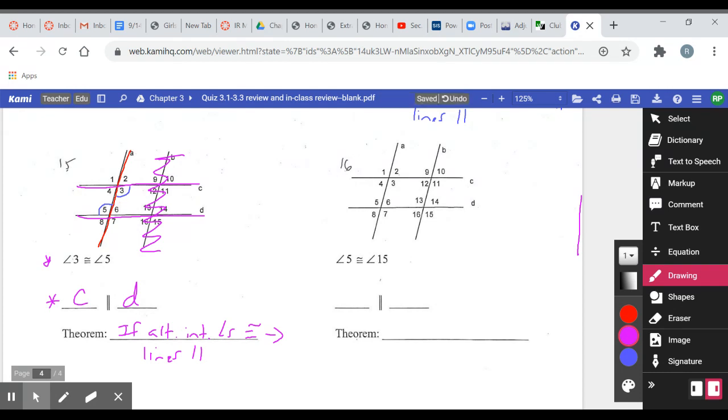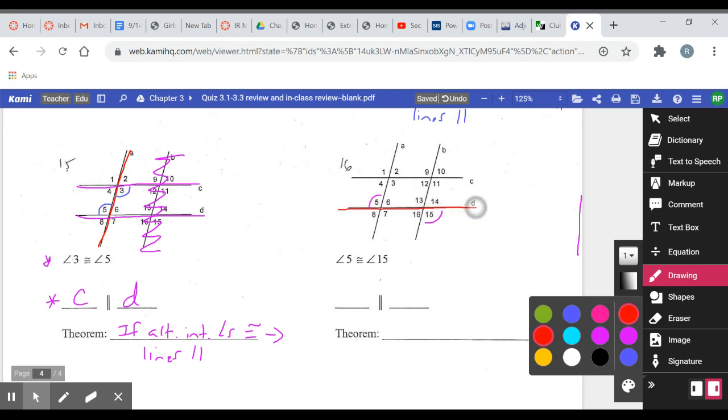Okay, and then last one is 5 is congruent to 15. So again, find your transversal. Here's my transversal. Here's my two parallel lines. Okay. And so I'm going to block out this part of the picture so it doesn't confuse me. And if I look at those two angles, I can see those are alternate exterior angles. They're outside the two lines, different sides of the transversal. And since they are congruent, I know these two lines A and B must be parallel.